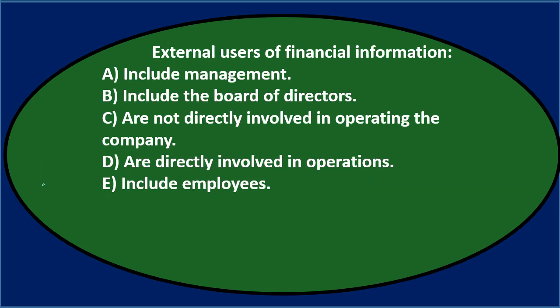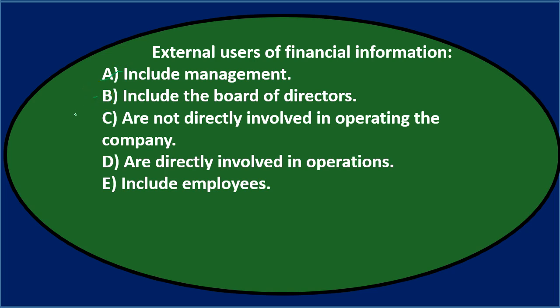Next question. External users of financial information: A, include management, B, include the board of directors, C, are not directly involved in operating the company, D, are directly involved in operations, E, include employees. Let's go through this again using the process of elimination. A, include management. Now, management you would think is internal versus external. So when we have external, we're probably contrasting in our mind external versus internal. This would be internal. B says include the board of directors. Now we might think, I don't know, maybe that's external, since they don't run the company. So let's keep that for now.